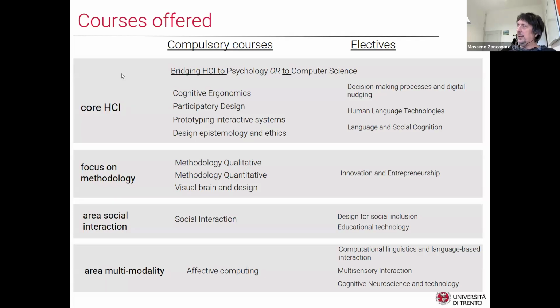And then, as the core HCI, we have some electives, like decision making and nudging, human language technologies, language and social cognition, that are some aspects that can be interesting if you want to deepen some aspects of these disciplines.